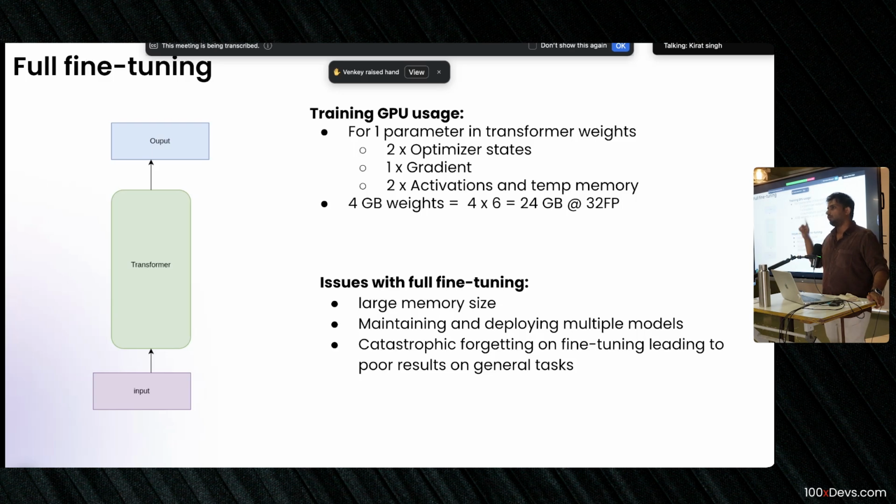During training, for one parameter of the model, you need 2 additional optimizer states. You need 1 additional gradient. So these are some of the variables for training, right? And then you need 2 additional for activation and temporary memories and all. So basically in training you have to store extra things. What ends up happening is that for one parameter, you need a total of 6 parameters during training. To train that one parameter, you need an additional 6 in that particular GPU. Which means that the 4 GB of weights for 1 billion parameters is now 24 GB, right? So in training you need even 6 times more GPU capacity.